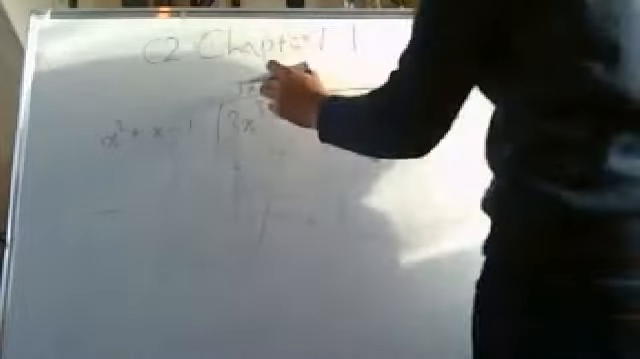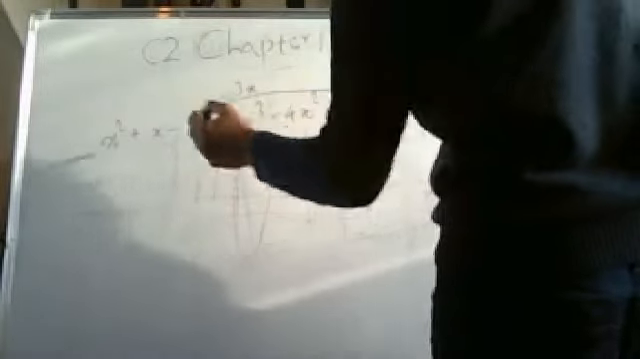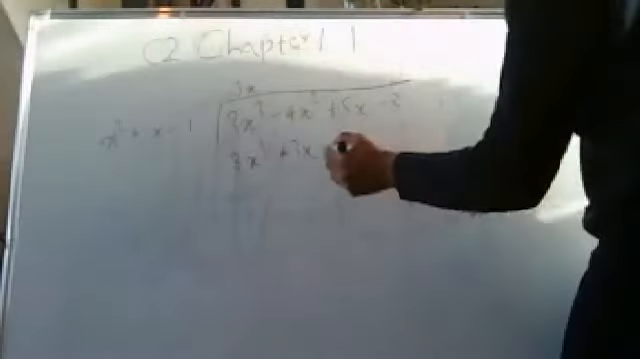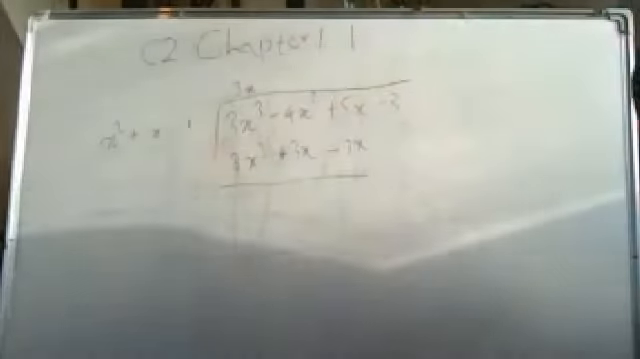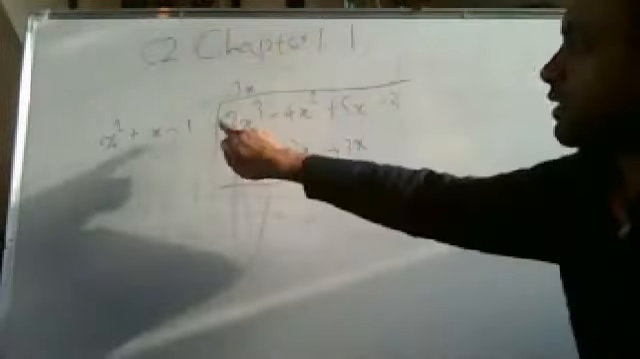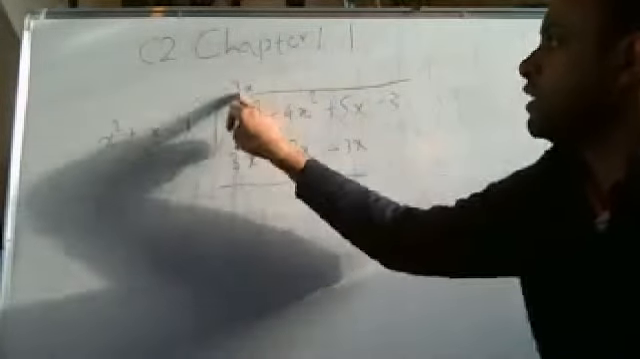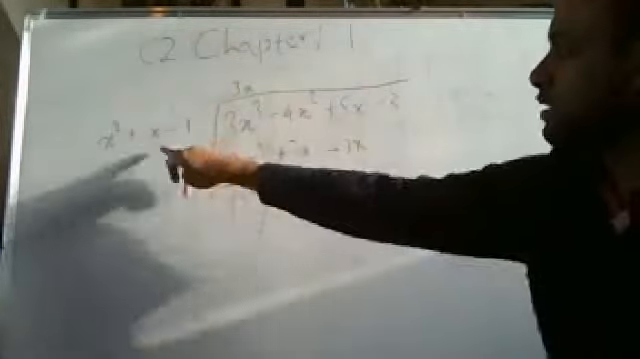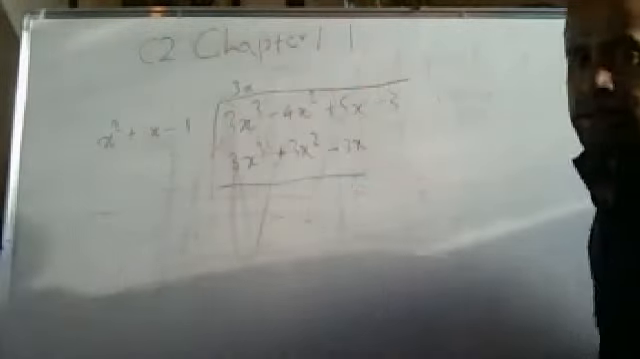So 3x times x squared is 3x cubed. 3x times 2x is 6x squared. 3x times minus 5 is minus 15x. Let me go through that again to clear it up. First I did 3x cubed divided by x squared, which is 3x. Then I multiplied each one of these with this 3x at the top. So 3x times x squared is 3x cubed.